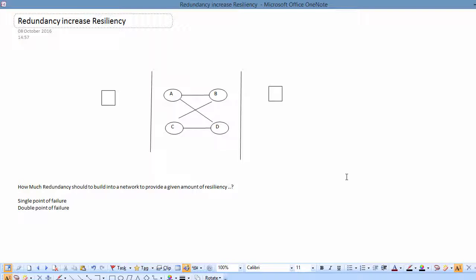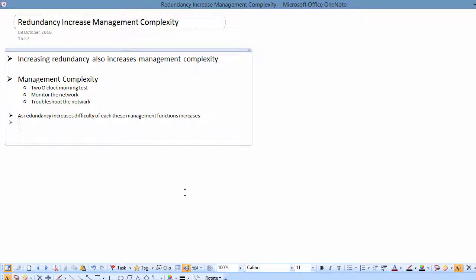So till now we understood that redundancy goes hand in hand with your resiliency. The more resiliency you need, the more redundant you need to make your network. But as we discussed, redundancy does not just increase your resiliency, it plays with your management complexity as well. So redundancy increases your management complexity. So far, we have learned how redundancy can improve the resiliency of a network. Now we see how redundancy increases your management complexity.